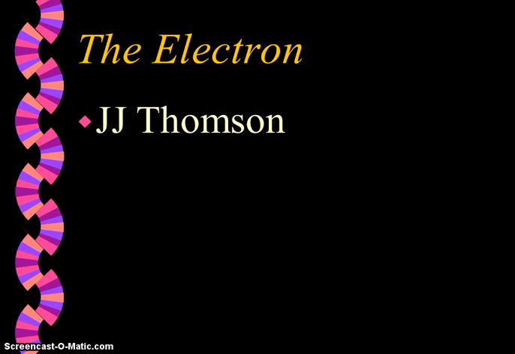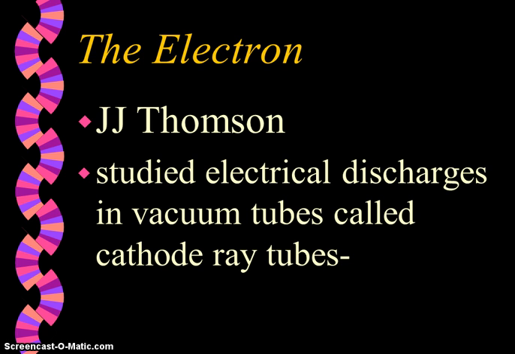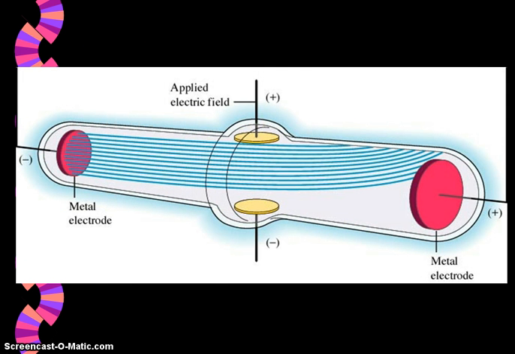And J.J. Thomson was the person who discovered electrons. He studied electrical discharges in a vacuum tube called cathode ray tubes. So let's look at what a cathode ray tube looks like.